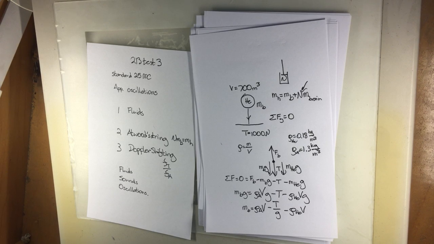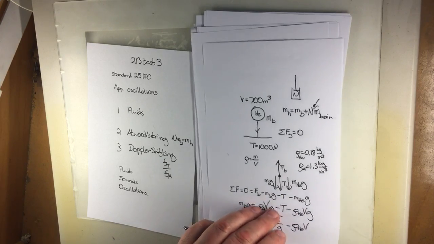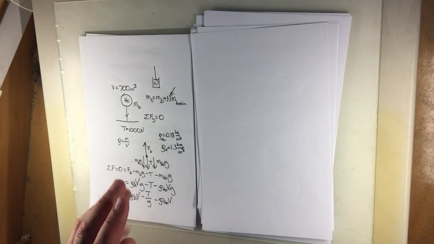Plug and chug. That's it. You've got T, you've got G, you've got the densities, and you've got volume. I divided both sides by G. Buoyant force, remember, what we need to clarify is the definition of buoyant force.